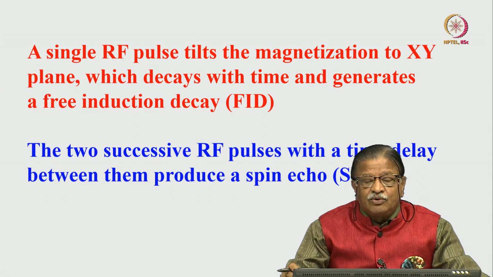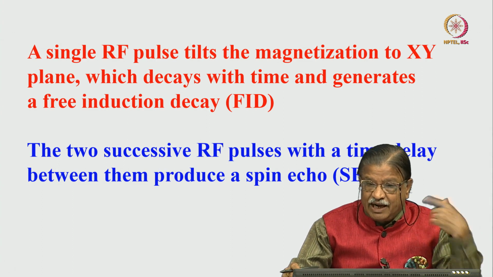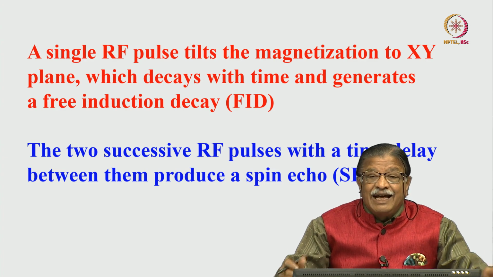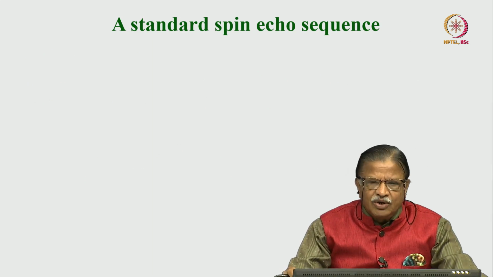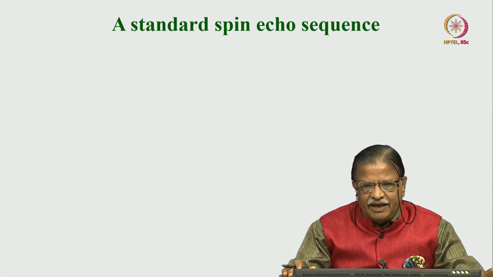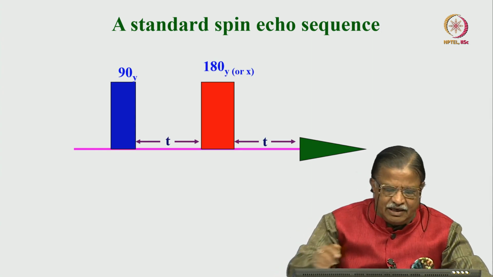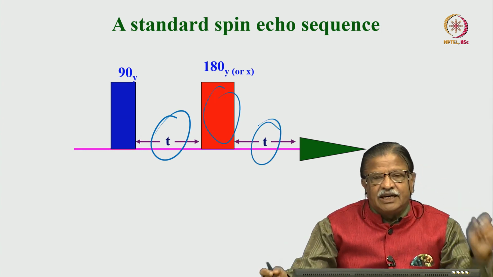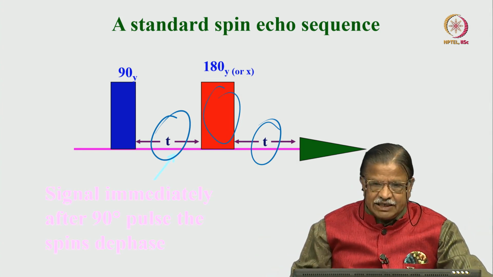What happens if you apply two successive RF pulses with some time delay between them? Not immediately, but successively with a time delay. Then we get what are called spin echoes. What are spin echoes? We will try to understand now. Usually, a standard spin echo has a 2-pulse sequence: 90, tau, 180, tau. This is the sequence: a 90-degree pulse, a delay, apply a 180 pulse, a delay, and then start collecting the signal. This is a standard spin echo sequence. How it works, we will understand the concept later.